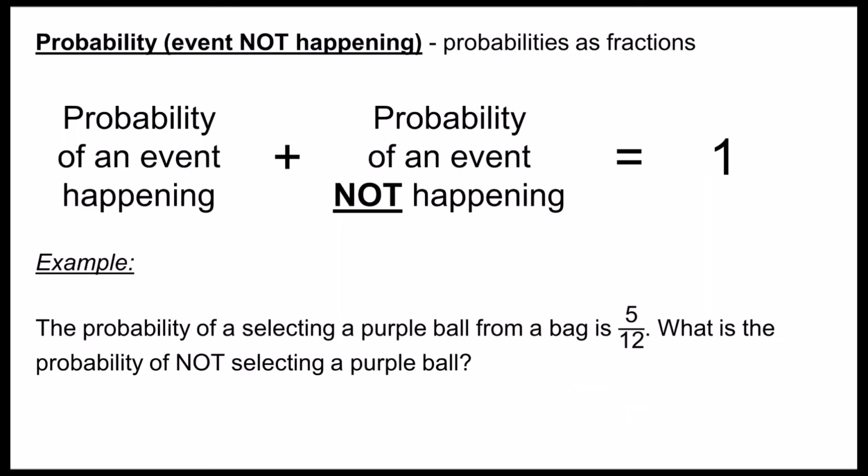This second example says the probability of selecting a purple ball from a bag is 5/12. What is the probability of not selecting a purple ball? Again, I want to work out 1, take away the probability that it does happen, which is 5/12. This time I have 5 out of 12 and I want to know how many I need to get 12 out of 12, which is equivalent to 1. Counting up, that gives me an answer of 7 out of 12. So the probability of not selecting a purple ball from the bag is 7/12.